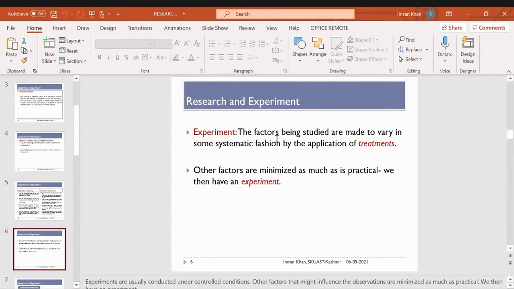So when you do that, on the other hand, you try to minimize certain things, so that there should not be much variation in the outcome. So you are studying certain factors, and on the other hand, you are minimizing other factors as much as practical, right? So we then have an experiment.